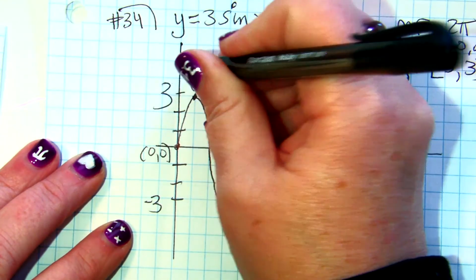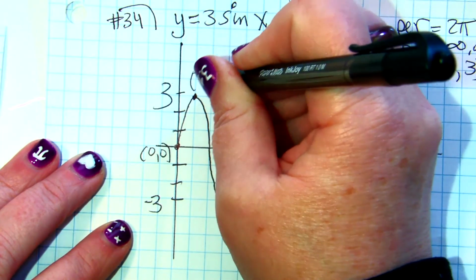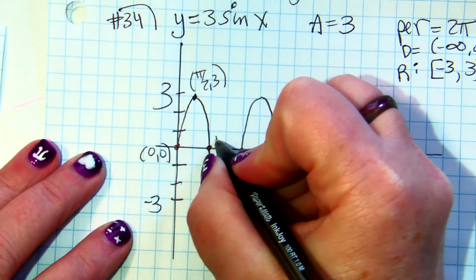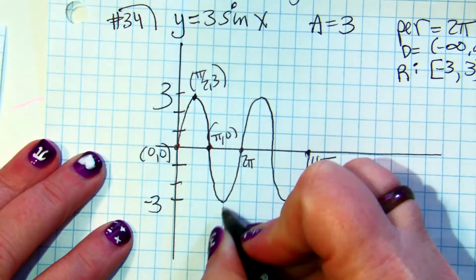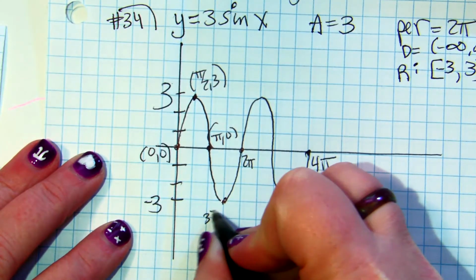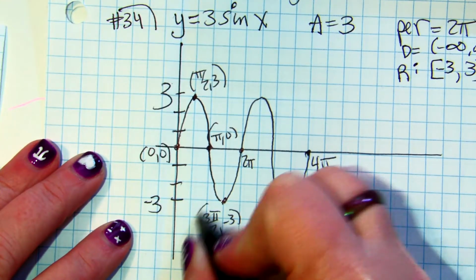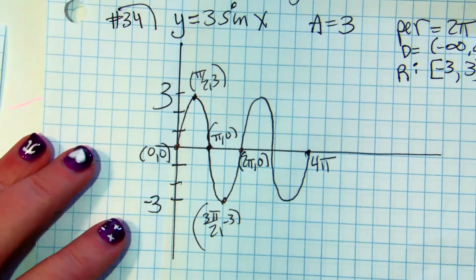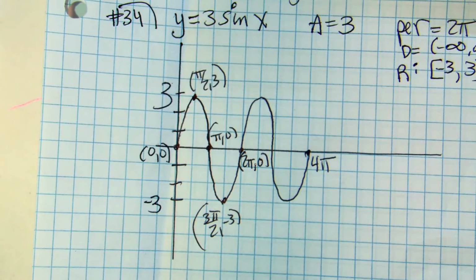This is pi over 2, 3. This is pi, 0. This is 3 pi over 2, -3. And this is 2 pi, 0. We've graphed the 5 critical points on our graph. Where it's at 0, where it's up, where it's down, etc. That's all you do for the first example.